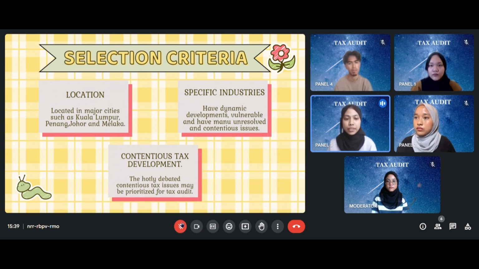Specific industry. So what is a specific industry? Specific industries are specialized industries such as property developer, contractor, medical practitioner, taxi operator, pump exploitation, telecommunication, and IT, which are selected for tax audit. So why are these companies selected for tax audit? This is because these industries have dynamic development, are vulnerable, and have many unresolved and contentious issues. So we move to the third criteria, contentious tax development. The hotly debated contentious tax issues such as transfer pricing, withholding tax, interest restriction, reinvestment allowance, and Section 4(a) rental income may be prioritized for tax audit as judgmental interpretation is involved between the taxpayer, IRB, and the courts.